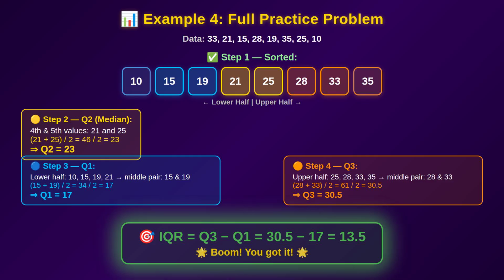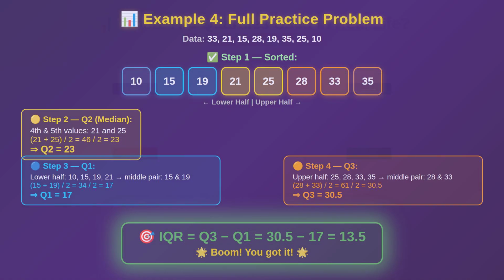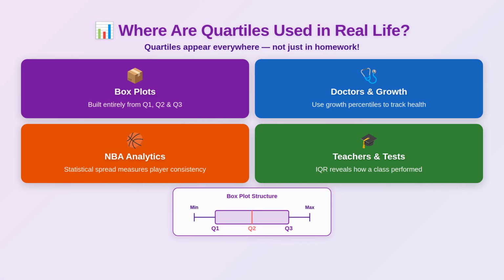Step 3, Q1. Lower half is 10, 15, 19, 21. Two middle values, 15 and 19. Average, 15 plus 19 equals 34. Divided by 2 equals 17. Q1 equals 17. Step 4, Q3. Upper half is 25, 28, 33, 35. Two middle values, 28 and 33. Average, 28 plus 33 equals 61. Divided by 2 equals 30.5. Q3 equals 30.5. Finally, IQR equals 30.5 minus 17 equals 13.5. Boom!